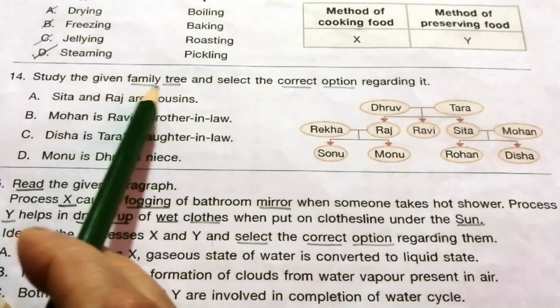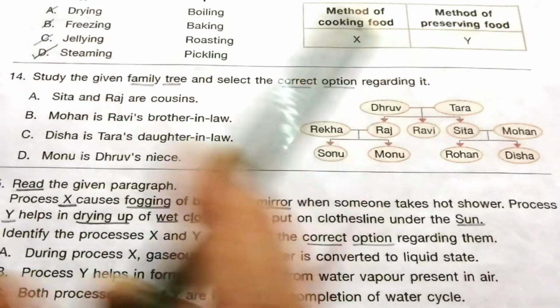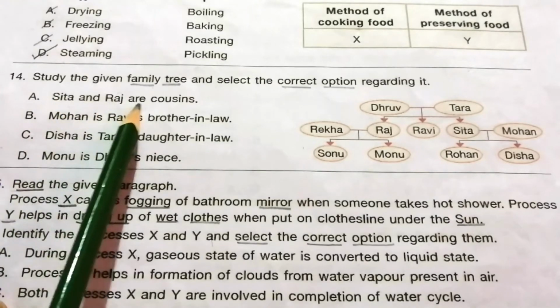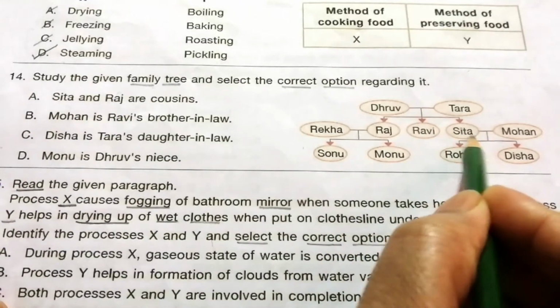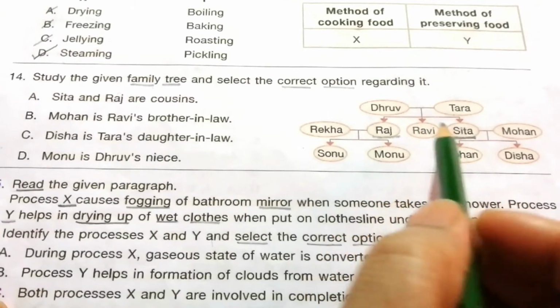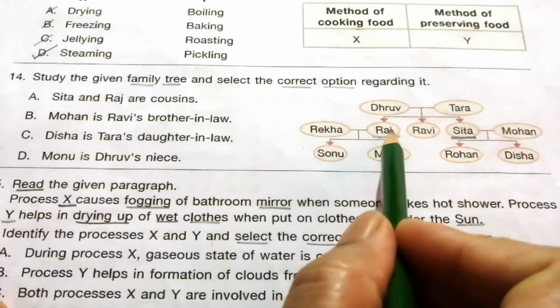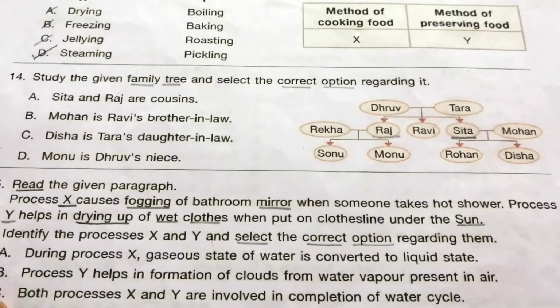14. Study the given family tree and select the correct option regarding it. You look at the given family tree carefully and read the given 4 options and try to find out the answer. So to find the answer, we will check the options one by one. Sita and Raj are cousins. Sita and Raj. And the parents of Raj and Sita are same. So they are siblings, not cousins.